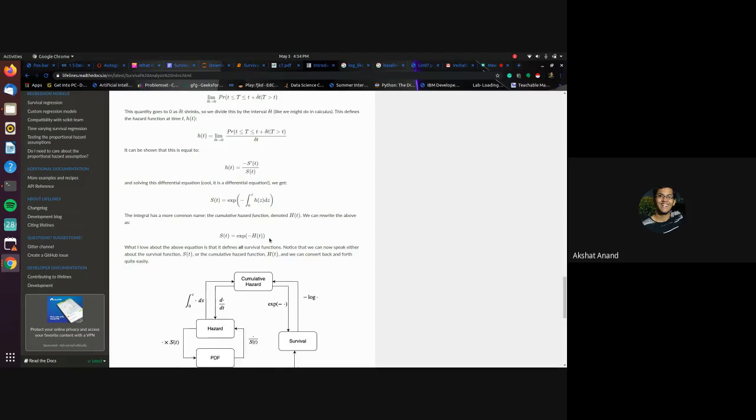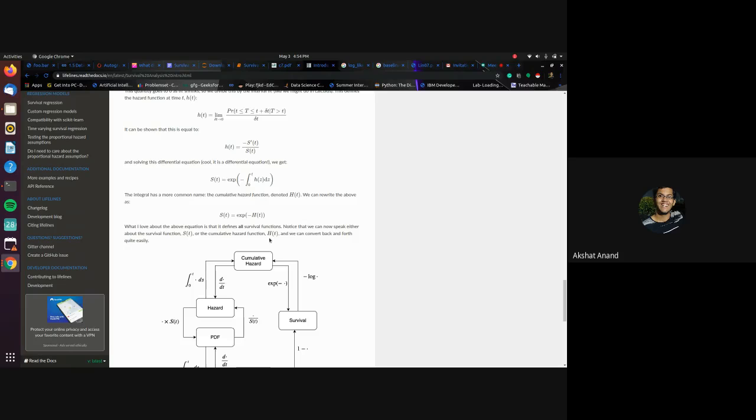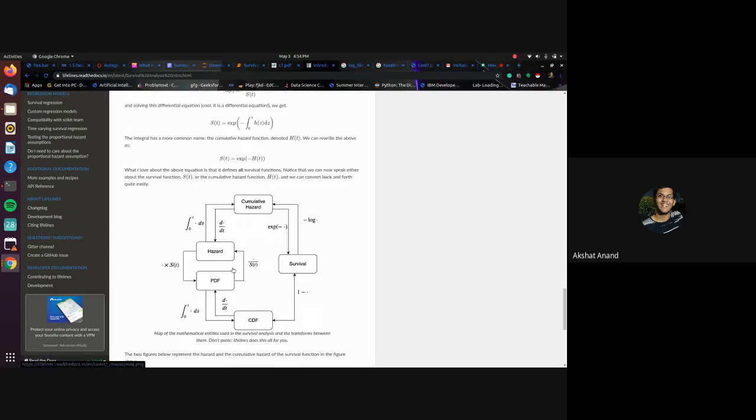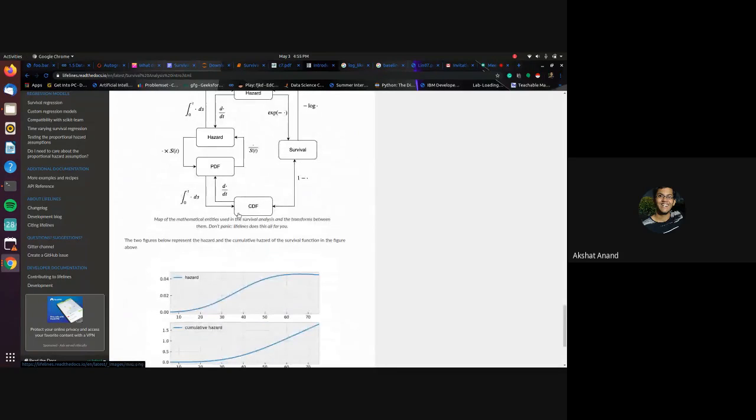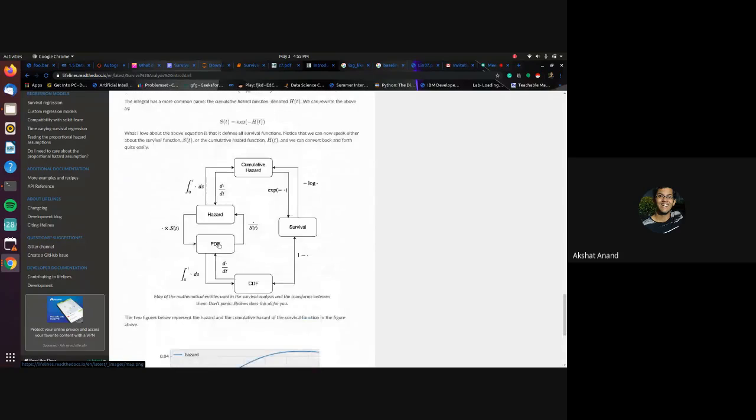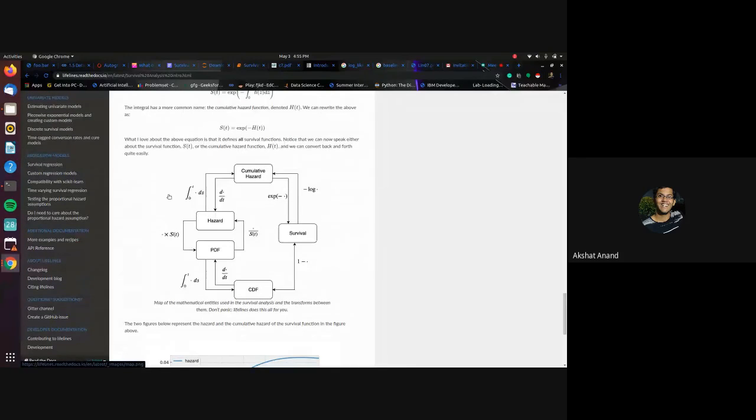So here's a descriptive diagram of how we can calculate the cumulative hazard function and the CDF. This is a cumulative diagram, a descriptive diagram of the process. So these were the two given functions which will be used in the models. Now we will be going to the models.